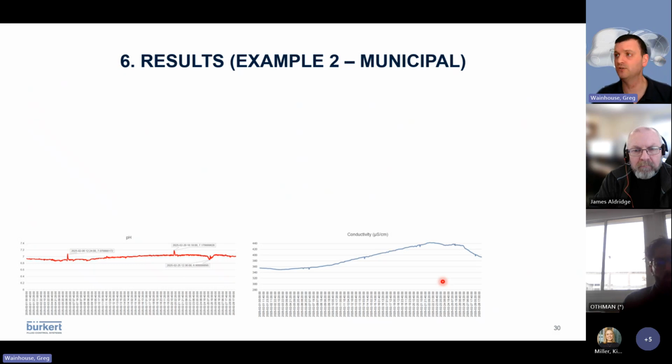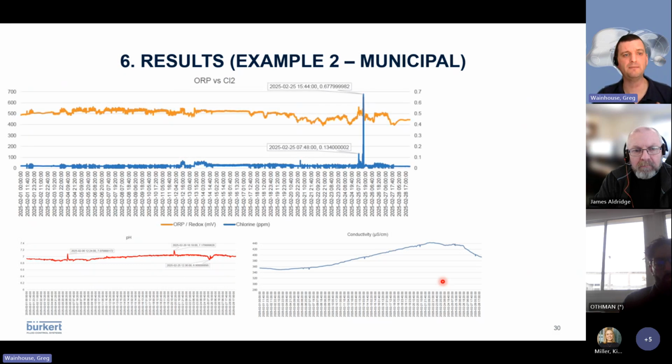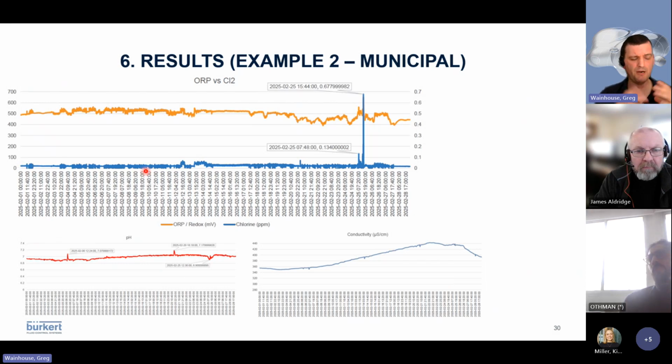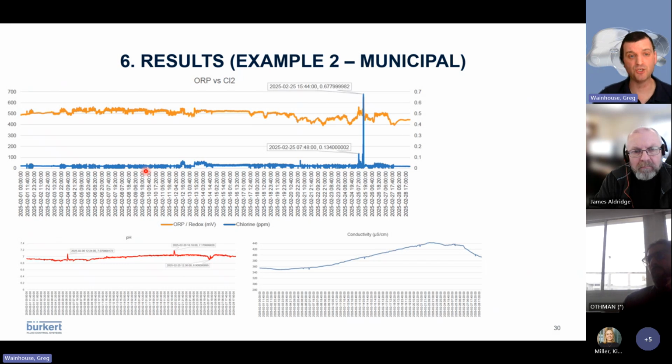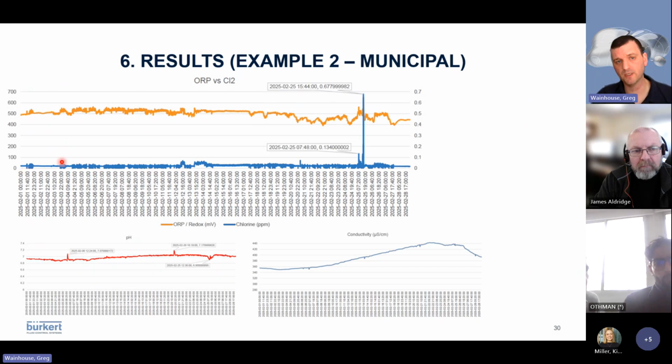But what has been interesting is the chlorine measurement. The chlorine measurement has been sitting down pretty much constantly, because you've got to bear in mind that there's quite a few filters on this particular application. So there's always a trace amount of chlorine finding its way through the system, very, very low levels. That has been coming through the system from all these different filters.